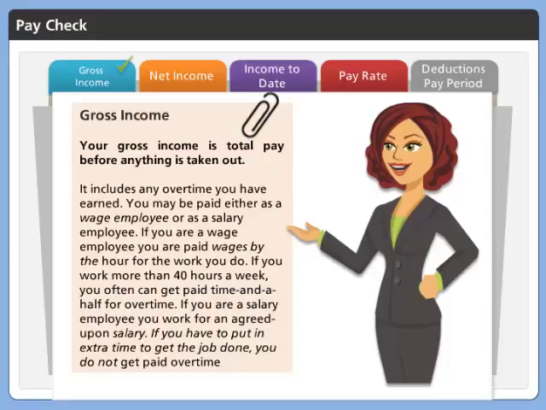Gross income. Your gross income is the total pay before anything is taken out. It includes any overtime you have earned. You may be paid either as a wage employee or a salary employee. If you are a wage employee, you are paid wages by the hour for the work you do. If you work more than 40 hours a week, you often can get paid time and a half for overtime. If you are a salary employee, you work for an agreed-upon salary. If you have to put in extra time to get the job done, you do not get paid overtime.